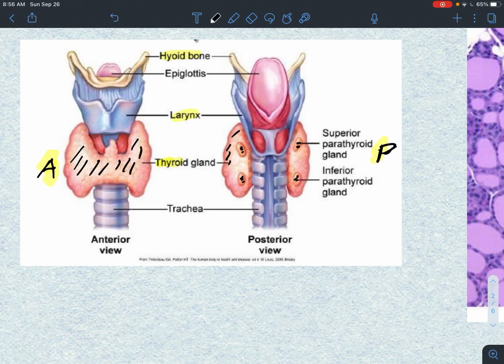And this may be a little bit of a review for you. We had the skeletal system in A&P1. And in A&P1, we talked about blood calcium homeostasis. And we said that we have 2 hormones that regulate blood calcium for us.